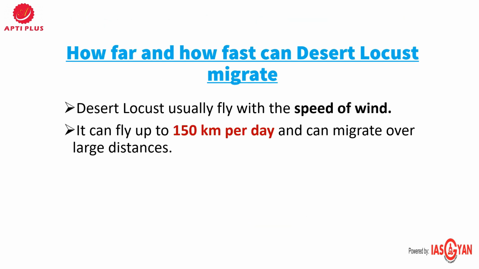Talking about how far it can travel, it is also known as the desert locust or locust swarm. They can migrate and fly usually with the speed of the wind. The speed usually varies from 19 km per hour to 50 km per hour. It can go up to 120 km as well. And talking about the ability to fly in a day, it can fly up to 150 kilometers and migrate over large distances. So they can travel at least 150 kilometers in a day. You can see the potential of this pest.